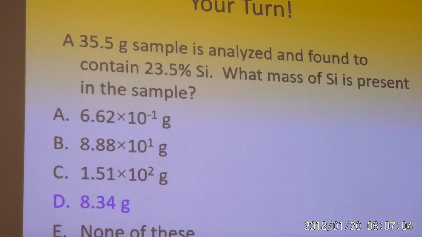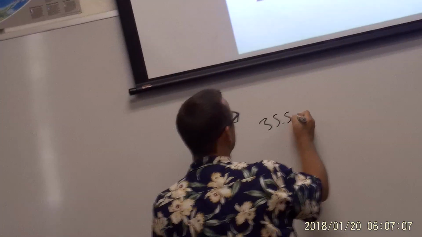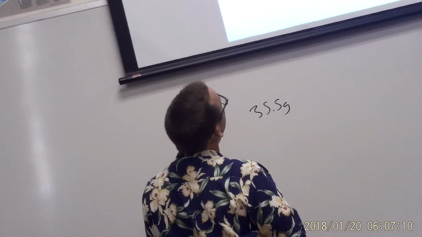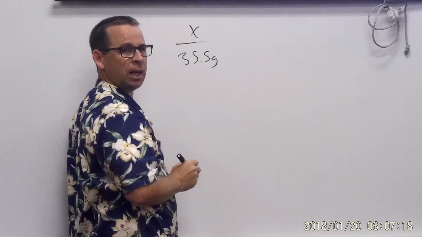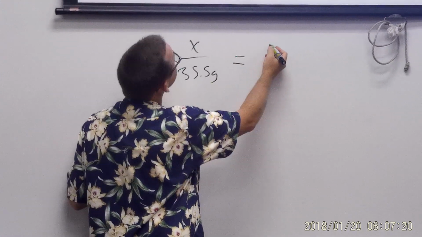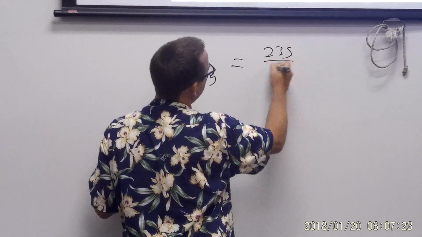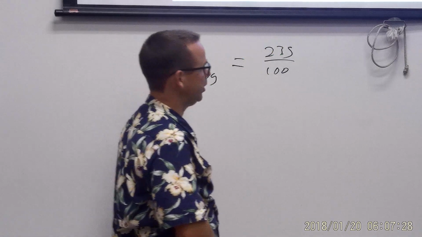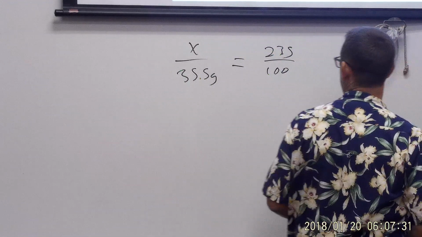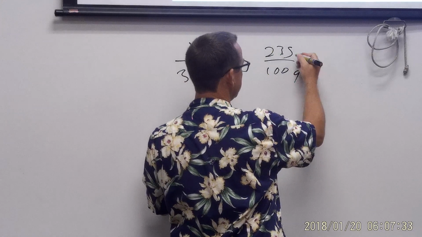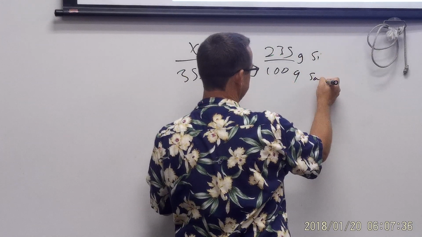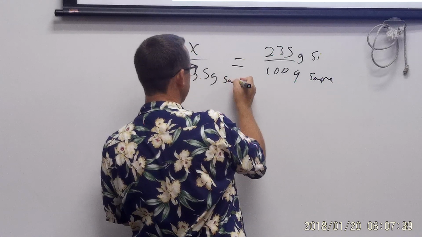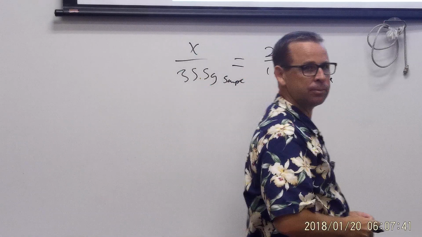So you mean like, how did you set it up? x over 35.5, like that, equals 23.5 out of 100. Is that what you did? Yeah, that works. Good. So you're saying basically if I had a 100-gram sample, then 23.5 grams would be silicon. And I have 35.5 gram sample. Okay, good.